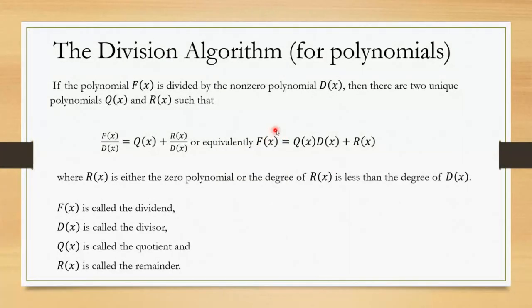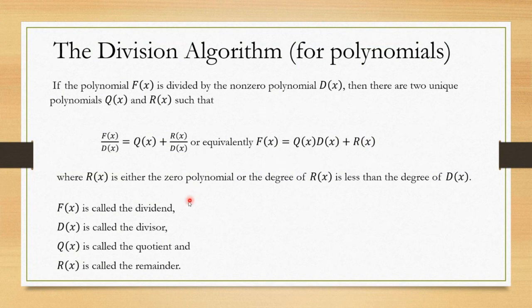Right. And also r of x, I forgot to say it even though it's right here. r of x is either the zero polynomial, meaning it's identically zero. For every x, you get 0. Or the degree of r is less than the degree of d of x.